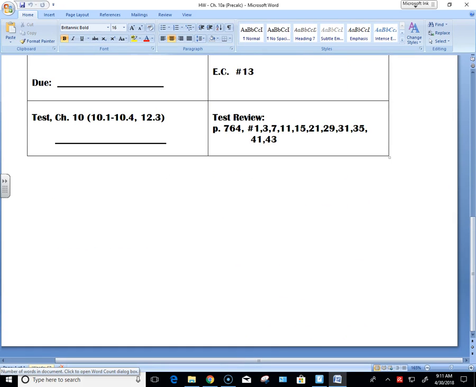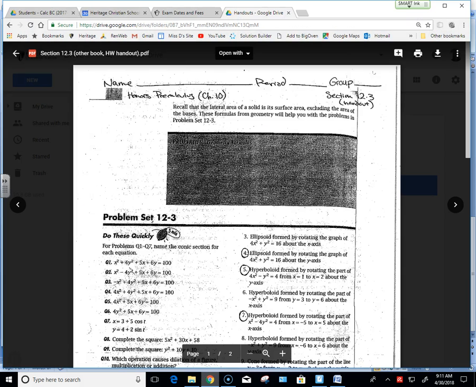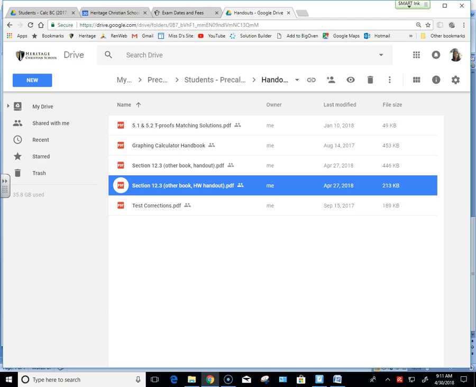Remind me, what is it, 12.3? It should be 10.5. Different book, different book, different book. So, speaking of different book, just in case you were absent on Friday, where am I right now? You're in the Google Drive. Yep, the shared folder. I'm in handouts, and I have the homework handout pulled up.